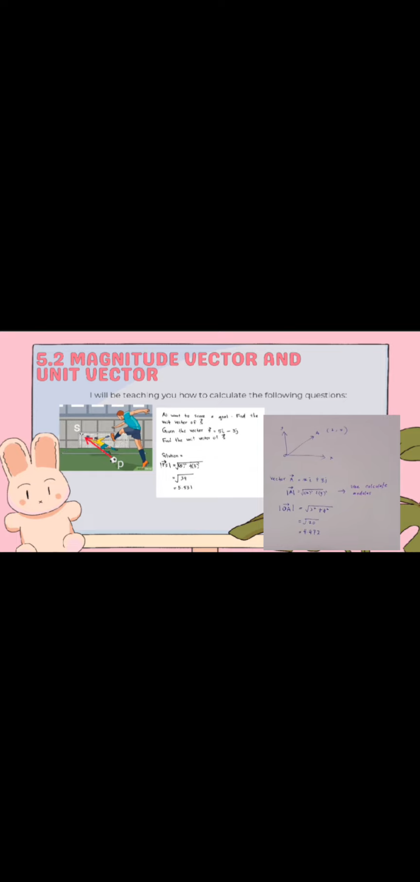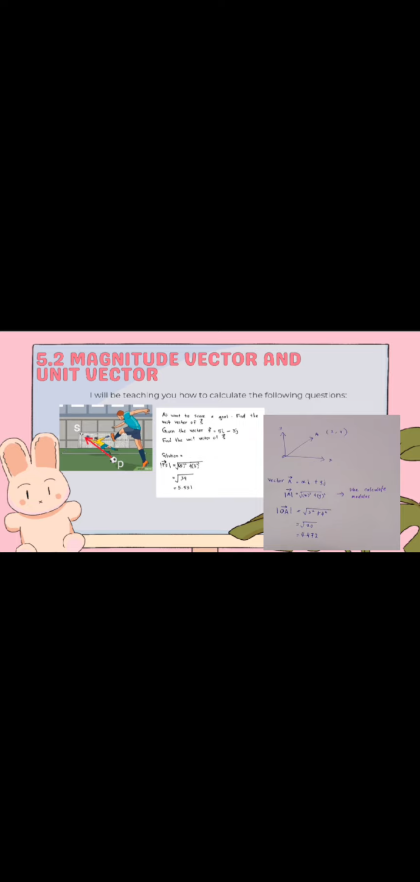Next, we get to know vector and scalar. So we have the formula for magnitude vector and unit vector, then operations on vector, then scalar dot products of vector, and the last one is vector cross products of vector. 5.2 Magnitude vector and unit vector.